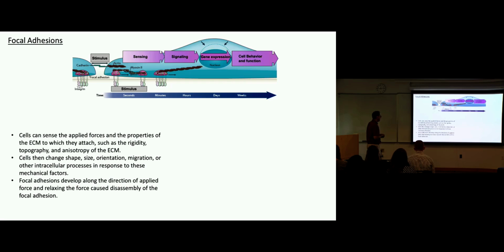So focal adhesions develop along the direction of applied force, and relaxing the force causes disassembly of the adhesions. So these focal adhesions are very important mechanosensors. They're transmitting this load to the extracellular matrix, and they're feeling the mechanical properties of that extracellular matrix. So what are the properties of these proteins in the focal adhesions that allow this to happen?